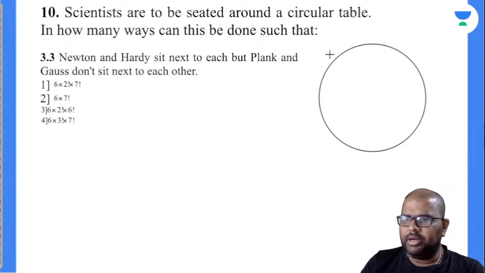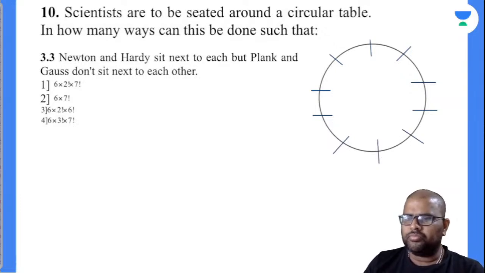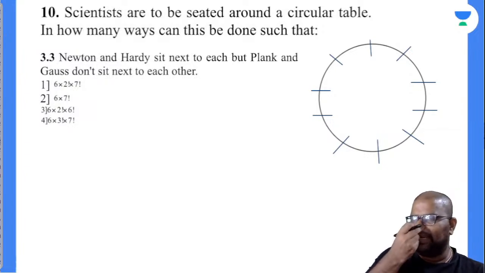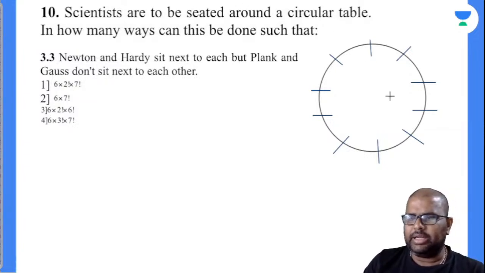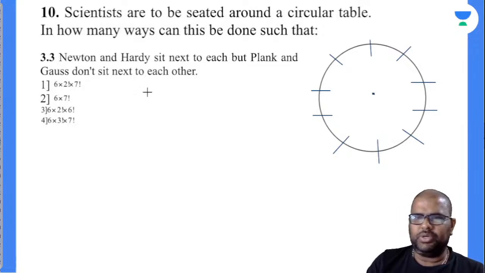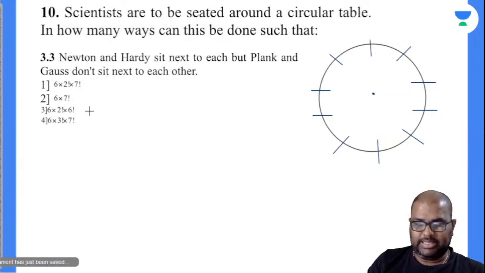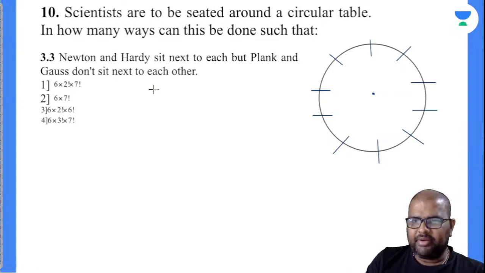So this is the circular table. Scientists are to be seated around a circular table. In how many ways can this be done such that Newton and Hardy sit next to each other, but Planck and Gauss do not sit next to each other, it seems. So we have a logic there. Backward flip from total. So see here, first of all, I will take this as total.